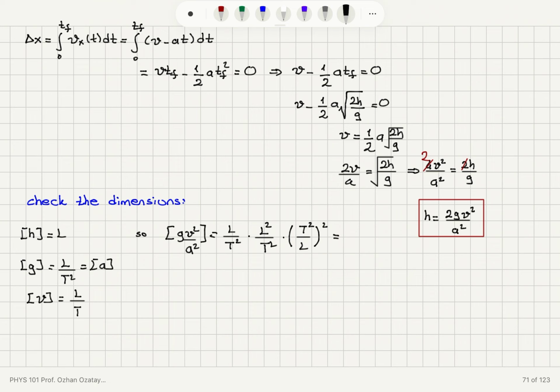I have t to the fourth power on top, t to the fourth power on the bottom, so they cancel. I have L squared canceling, and I'm left with only a single L here. Therefore, I realize that the dimension of h that I have obtained, which is in terms of g, v, and a, matches the dimension of my answer. So h has the dimension of length, and g v squared over a squared also has the same physical dimension.